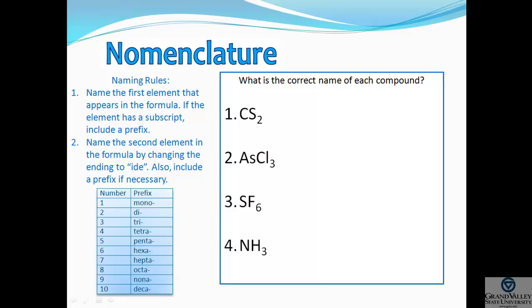For problem number 1, there is only one carbon present in the compound. Therefore, the first part of the compound's name is carbon. The second element in the compound is sulfur. Remember, the second element in each compound ends with "ide". Since there are 2 sulfur atoms in the compound, a prefix is added to sulfide. Therefore, the correct name of this compound is carbon disulfide.